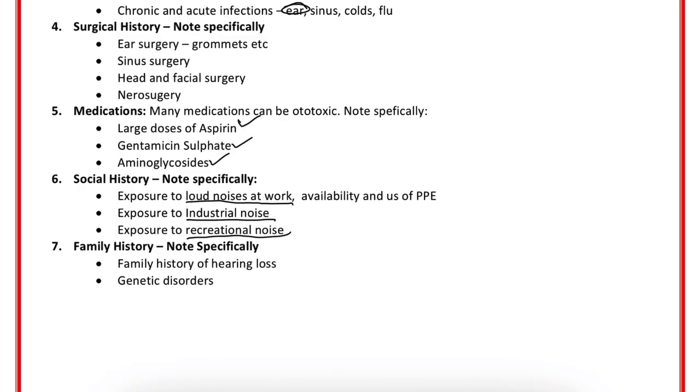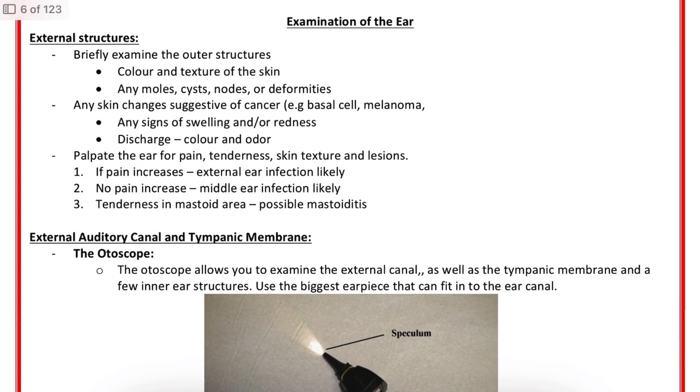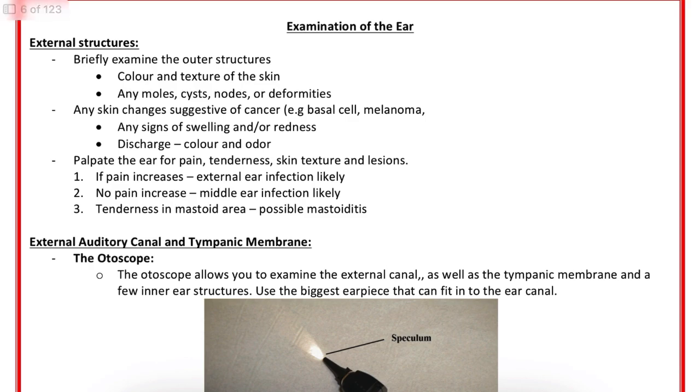Next, family history. If anyone in the family has hearing loss problems or genetic disorders, we have to rule them out. So this is history taking; we covered how to take the history. Now, after that, we have to go with physical examination.